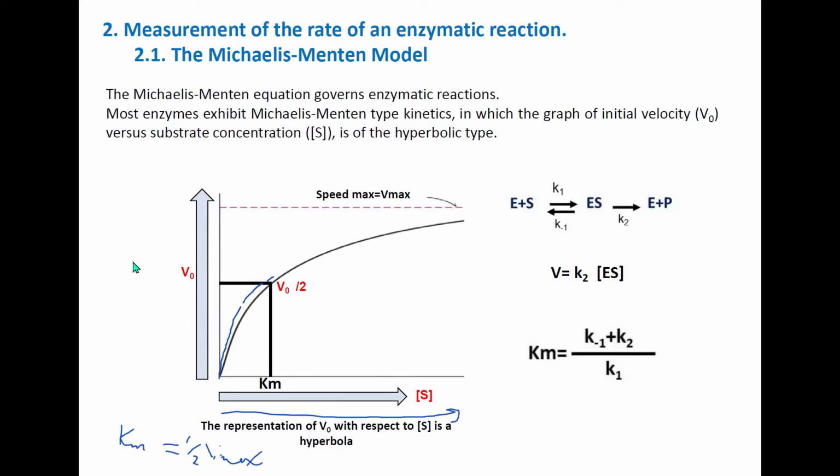And as the substrate concentration increases, it will bind to the active site of the enzymes. It will reach a stage where the active site is fully saturated with the substrate. At this point, the reaction rate will remain constant, meaning that there will be no further increase in velocity.